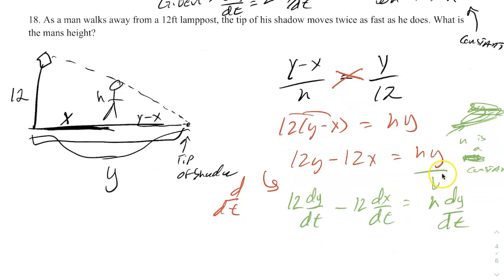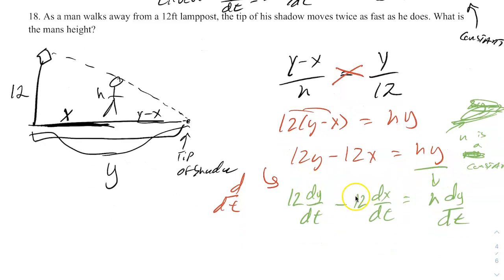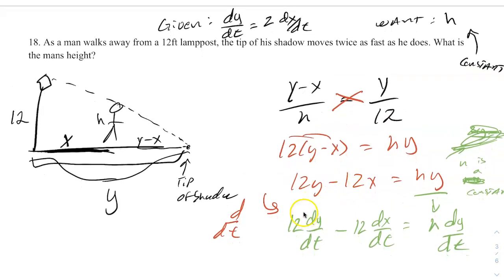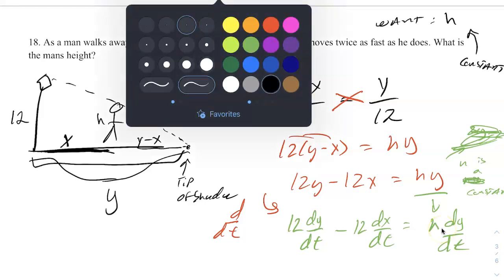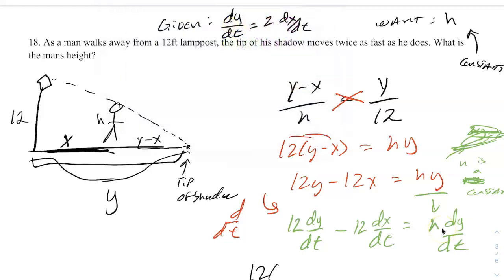So we're there. Now all we gotta do is plug in everything we know. I know dy dt equals 2 dx dt. So everywhere there's a dy dt, I plug in 2 dx dt. So it's going to be 12 times 2 dx dt minus 12 dx dt equals h times 2 dx dt.